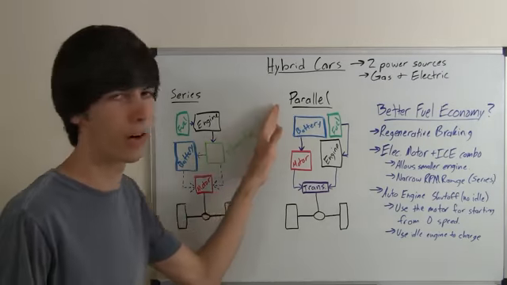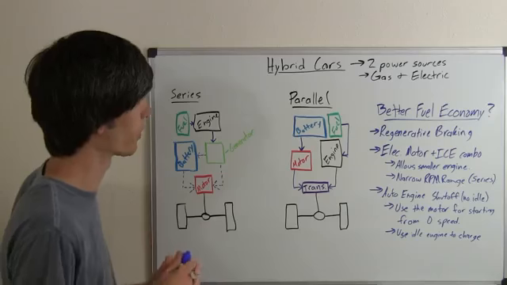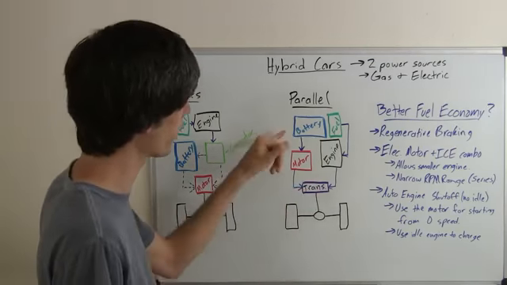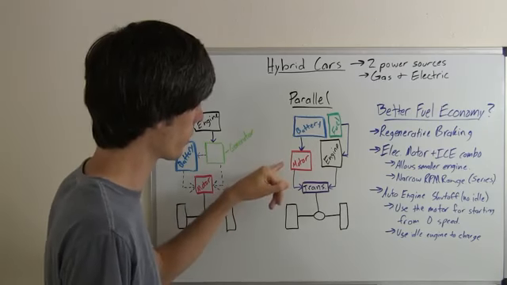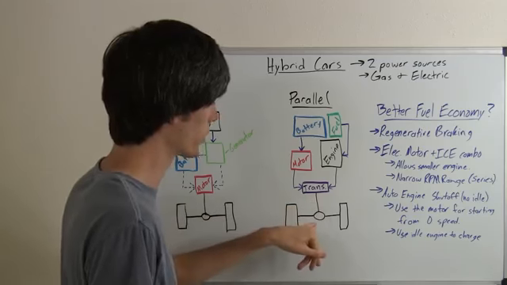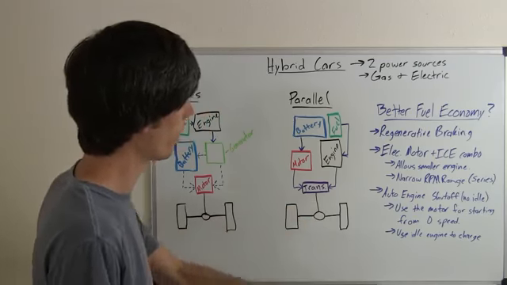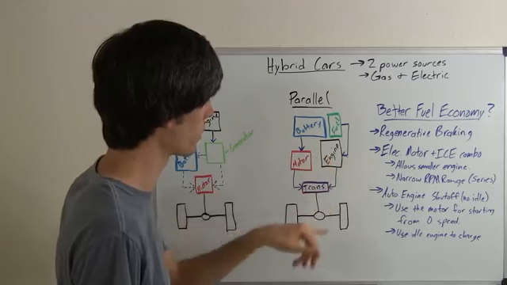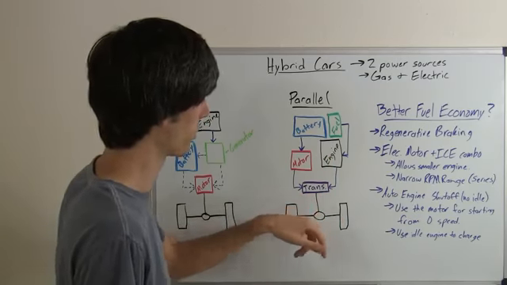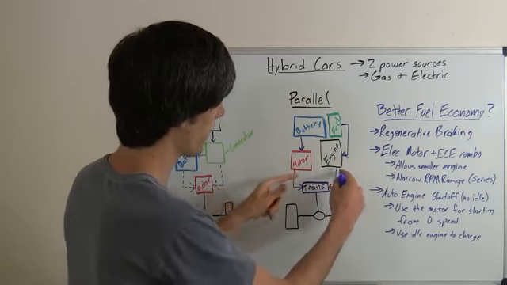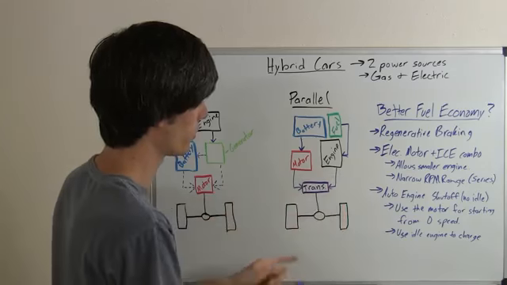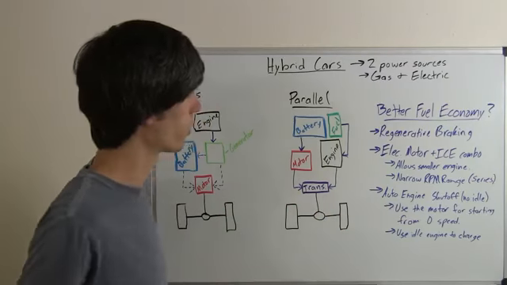The other type of hybrid car is parallel, and this means that both power sources can directly power the wheels. So you've got a battery which powers the motor, which sends its power to the transmission, and then from the transmission you can send your power to the wheels. On the other side you've got fuel, which powers your engine, and your engine also powers this transmission, and then that transmission sends the power to the wheels. So the motor and the engine are actually linked via the transmission. They both send power to it, and then the power goes out to the wheels.